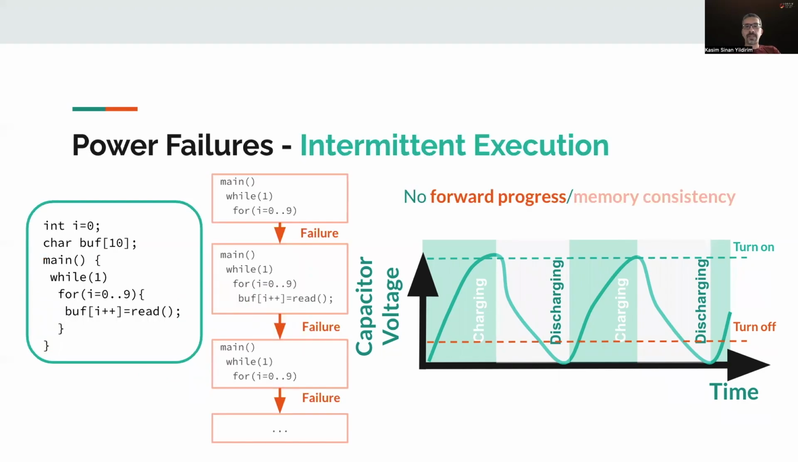Power failures during such type of execution hinder the forward progress of the computation, which means the computation starts from the beginning and the intermediate volatile results are lost at each reboot. Moreover, power failures may cause data stored in non-volatile memory to be partially updated, which leads to memory inconsistencies.